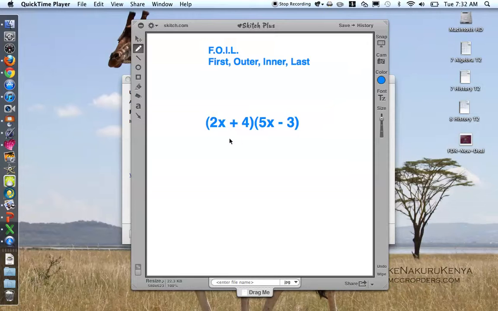So we have a binomial, 2x plus 4, and we're going to multiply it by another binomial, 5x minus 3. So we have two binomials being multiplied together.